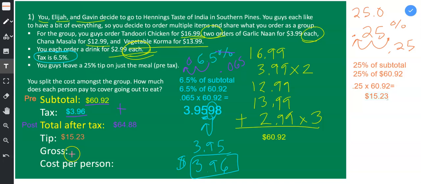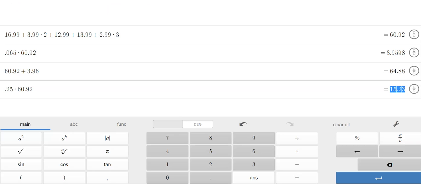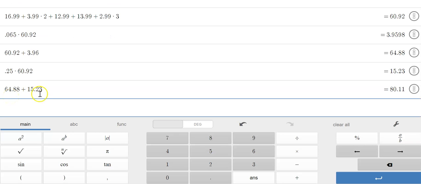Then we need to figure out the gross. So what we do is we take the total after tax. So this is after tax has already been added. And then we add to the total after tax the tip. So the $64.88 and the $15.23. So when I added those, I got $80.11.